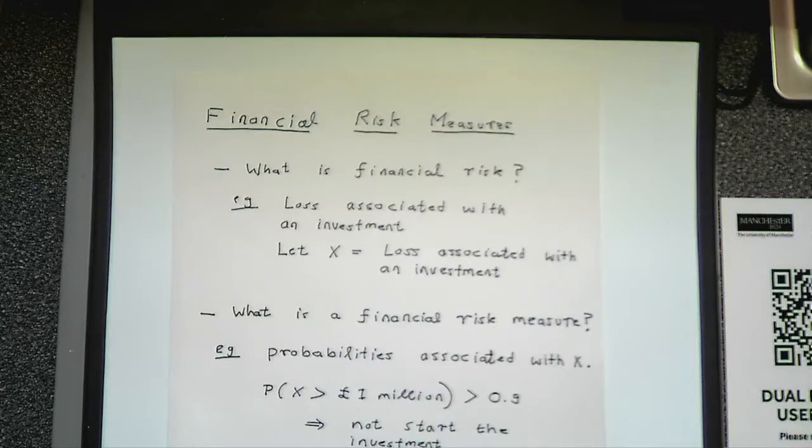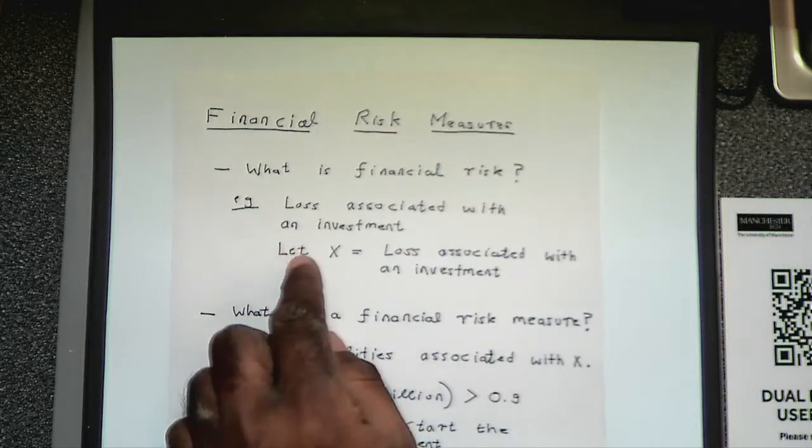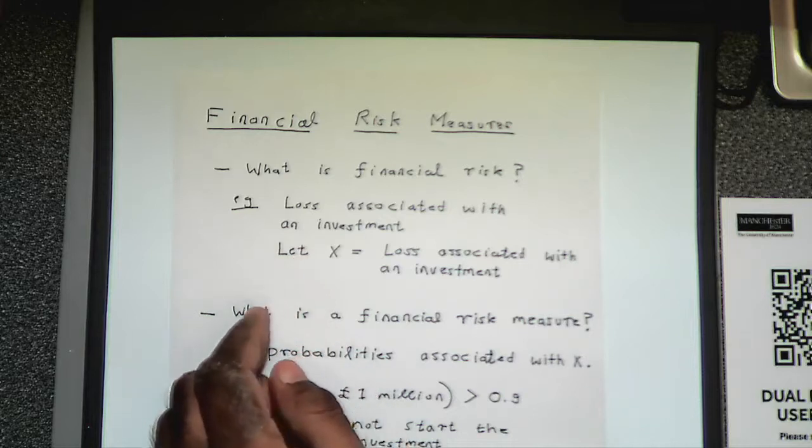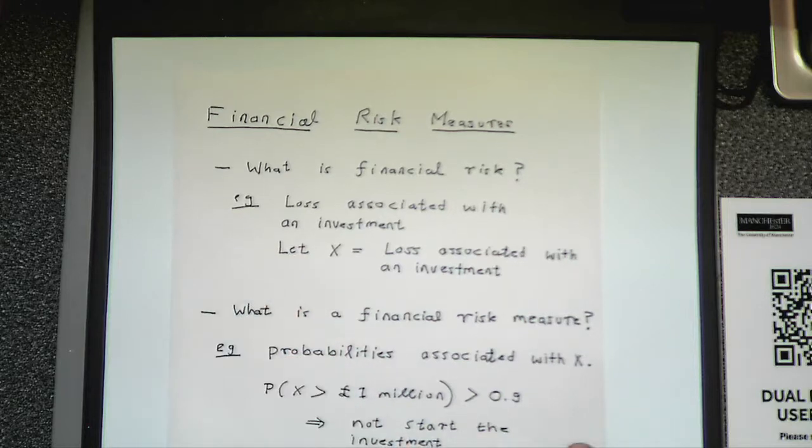So the first video was about just the definitions. Now, what is a financial risk? It's usually a loss associated with the investment. And what is a financial risk measure? It can be probabilities associated with a variable like loss, right?